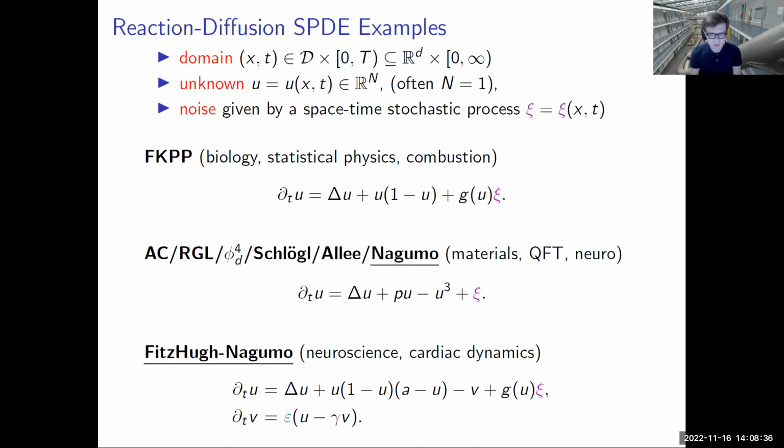And some of the models that I will look at and that motivated me to look at this are very classical reaction-diffusion equations. The first one here is the FKPP equation, the Fisher-Kolmogorov-Petrovsky-Piskunov equation, which has a quadratic nonlinearity with a normal diffusion term here, and then a noise term that I will specify when the time comes.